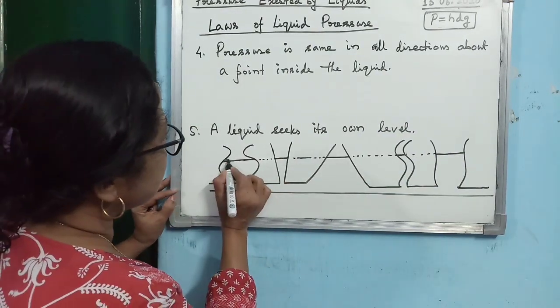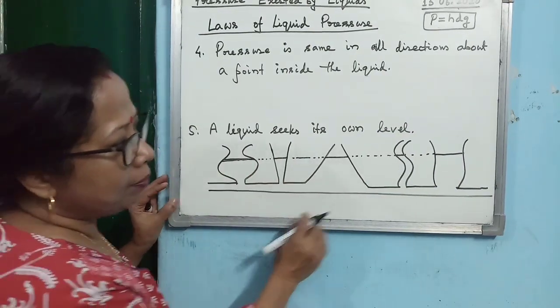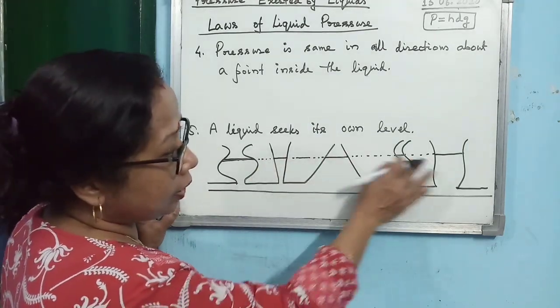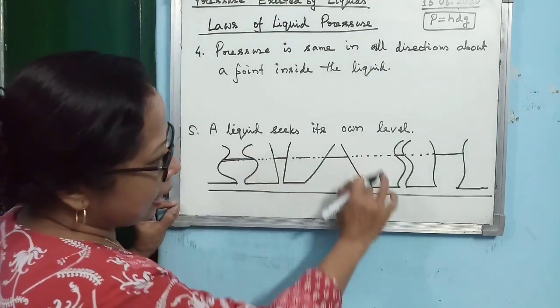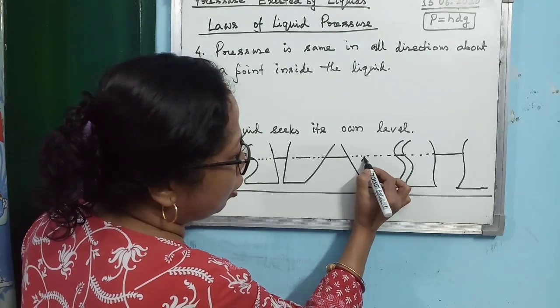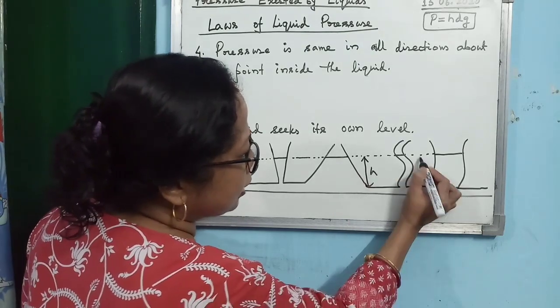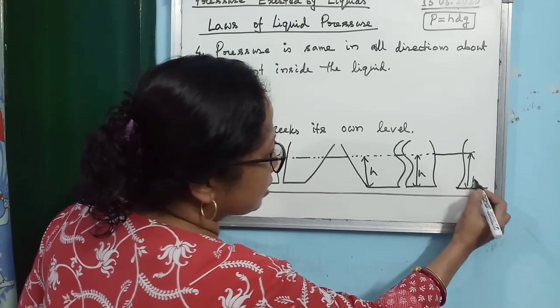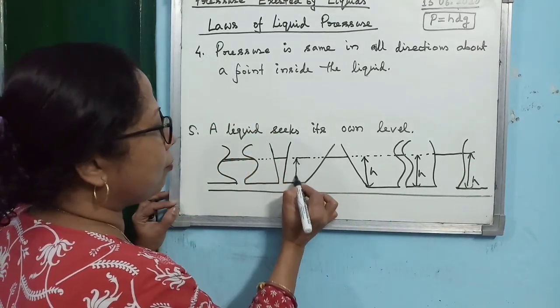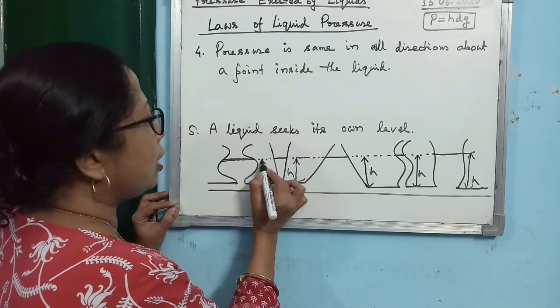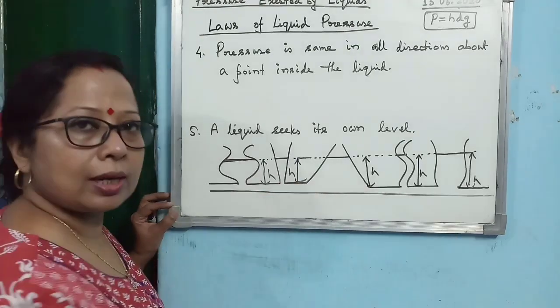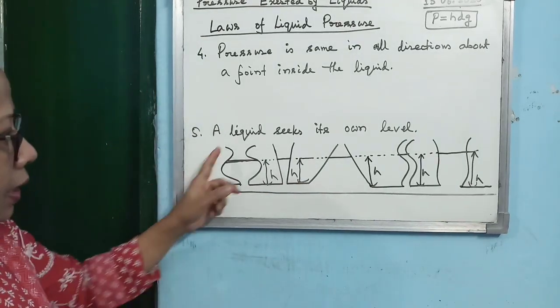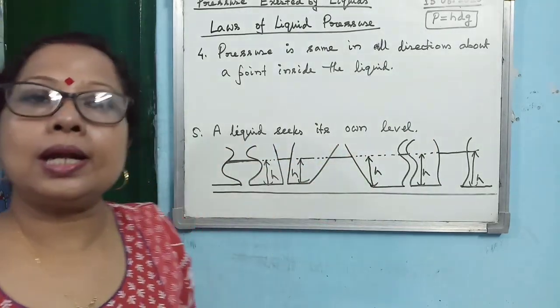Okay, when you draw this diagram, take care: I have drawn it without scale. This height will remain the same for all. If this is h, this will also be h, and this will also be h. It means the height of the liquid level will be the same for all the containers. Alright, what does it mean? That a liquid seeks its own level.